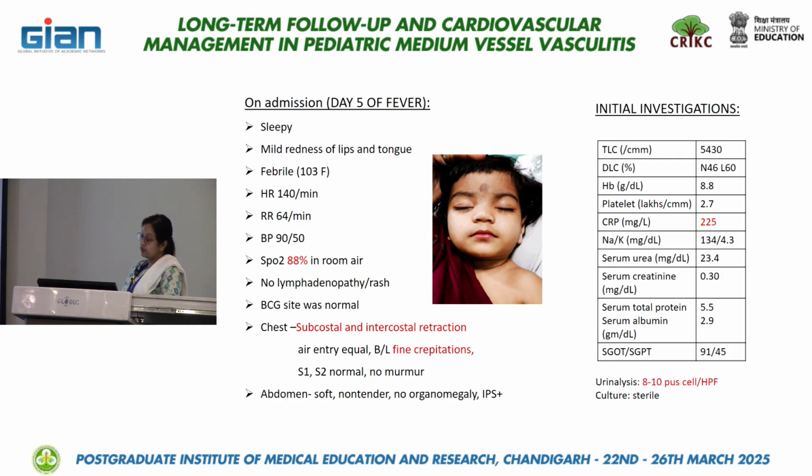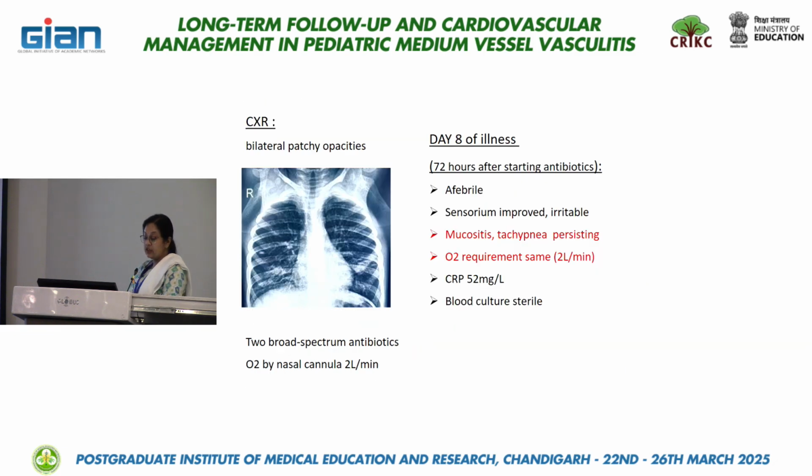Hemoglobin was 8.8 and CRP was very high, 225 milligram per liter. Urine analysis showed sterile pyuria. The initial X-ray showed bilateral patchy opacities. The child was already on 2 broad-spectrum antibiotics and nasal cannula oxygenation at 2 liters per minute.